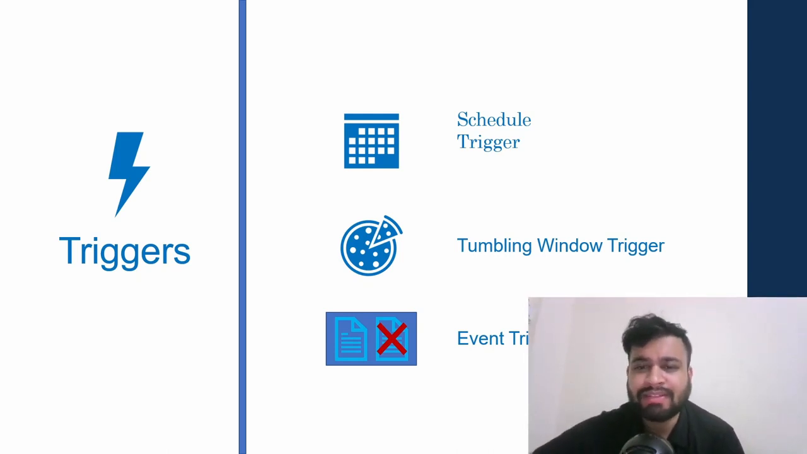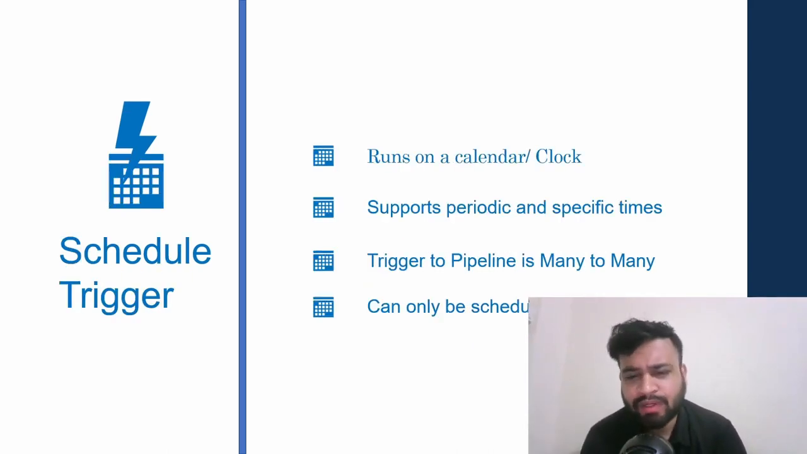The first one is a schedule trigger. This is a very popular trigger that runs the data pipeline according to a predetermined schedule. It provides extra flexibility by allowing different scheduling intervals like minutes, hours, days, weeks, and months as well.